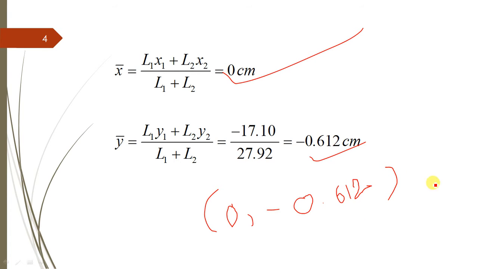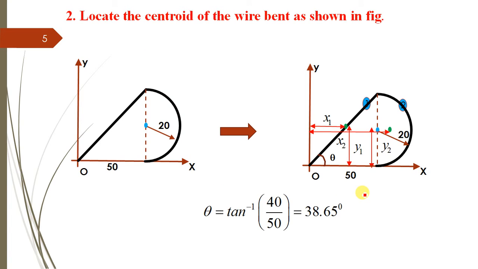This is your answer. Okay. Now come towards the second problem of wire bend. Locate the centroid of the wire bend as shown in figure. Here the wire is bent like this, starting from this point. One part is the inclined line, and another is the arc of a semicircle.